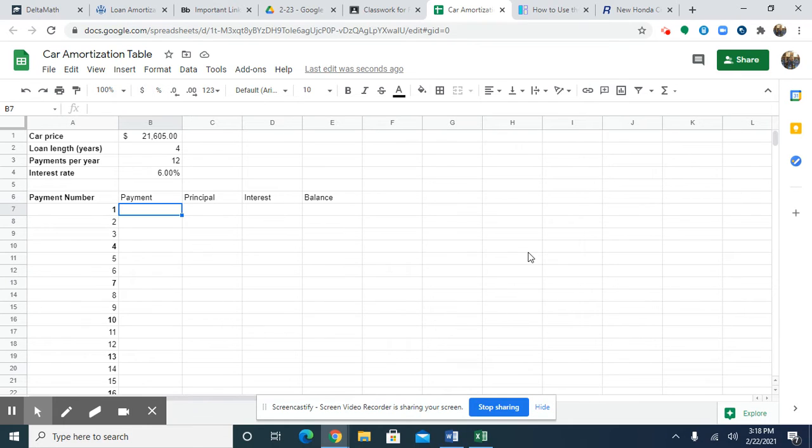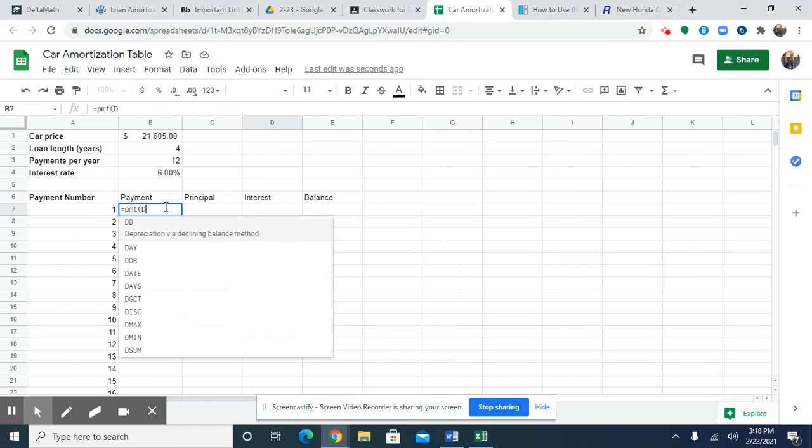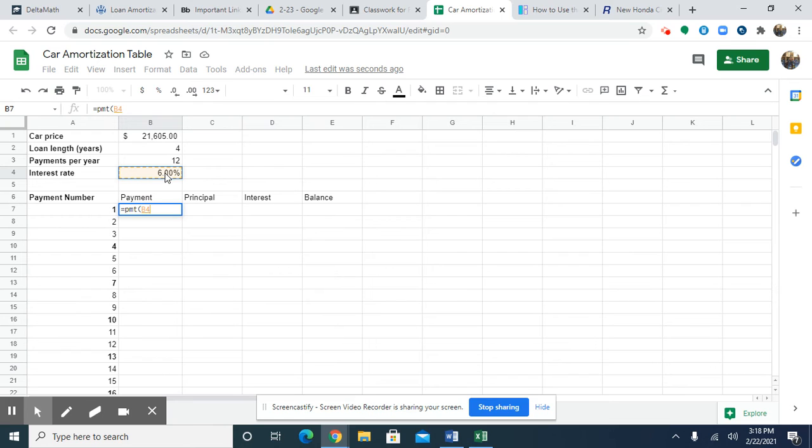To do this, we're going to start off under payment where we have equals PMT. Now what we want to do is start off with a dollar sign. We're going to highlight, or actually, go ahead and start off by highlighting B4, which is 6, and then divided that by 12.